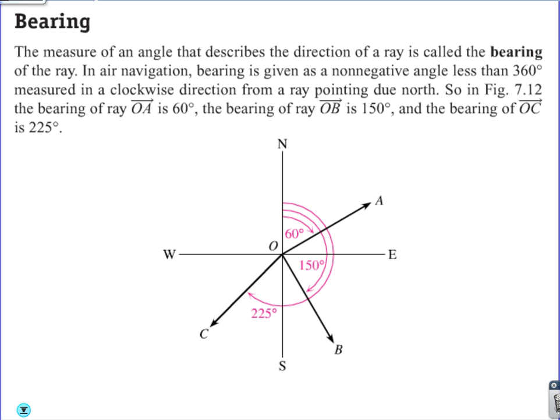Next problem. Let's talk about, first off, bearings. It says the measure of an angle that describes the direction of a ray is called a bearing of the ray. It's kind of like airplane flight is where you hear it most of the time, or travel. They're at a 60-degree bearing, or whatever. In air navigation, bearing is given as a non-negative angle less than 360, measured in a clockwise direction from due north. So everything is based on due north. If you're at a bearing of 60 degrees, this is what it looks like.